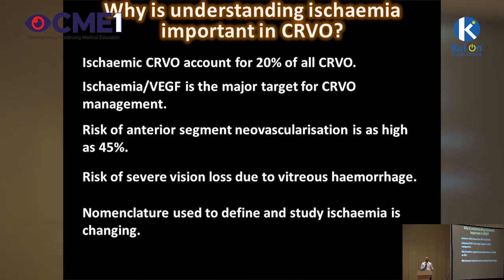And remember, if you have ischemic central retinal vein occlusions, you're at risk of rubeosis on the iris and risk of neovascular glaucoma. And some people will get vitreous hemorrhage if you don't detect these changes early.